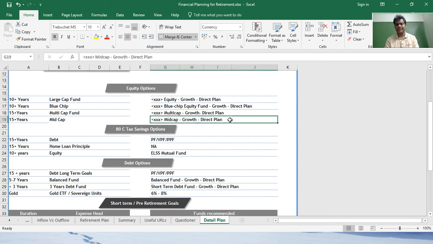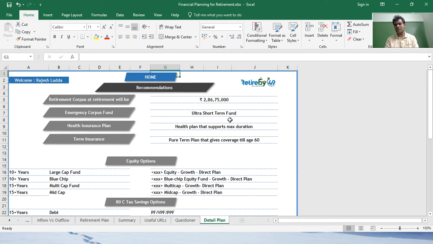And then finally a detailed plan sheet is there. This is not actually filled with data because I don't want you to get influenced by a filled sheet. So what are the various emergency short-term funds you should have? The fund names will be here. Which health insurance policy is more suitable for you? That particular product name will be here. Which term insurance you should buy, and that term plan will be here.